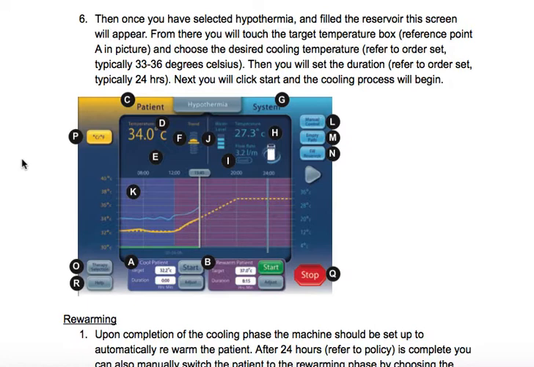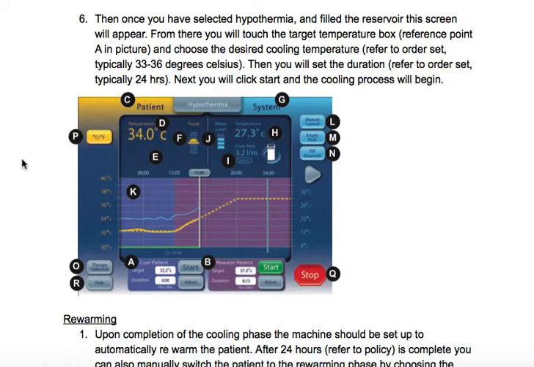And from there, you're going to reference your order set and make sure that you understand what the targeted patient temperature is. That's really important. So you'll hit in this box labeled A. It's just a touch screen. So you'll click in the targeted temperature box and select whatever the desired temperature is. Again, our order set typically says somewhere between 33 and 36, but just check with the doctors and make sure we know where they want to keep the patient.